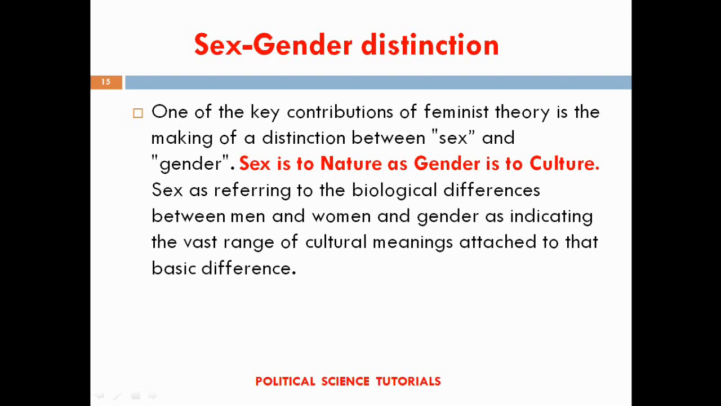These are distinguished naturally. But the concept of gender, they relate it with culture, which is artificially created. And gender is indicating the vast range of cultural meanings attached to that basic difference. Now let us see how they describe the process of artificially constructed concept of gender from childhood.